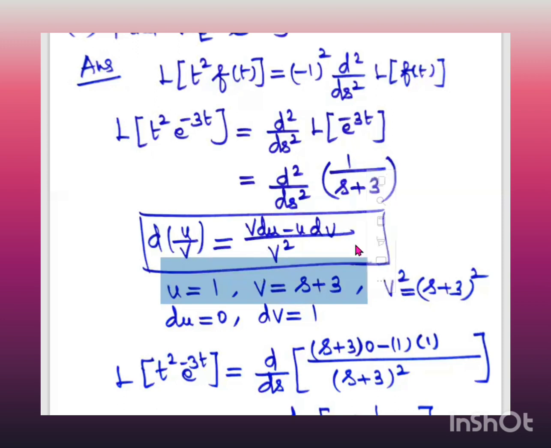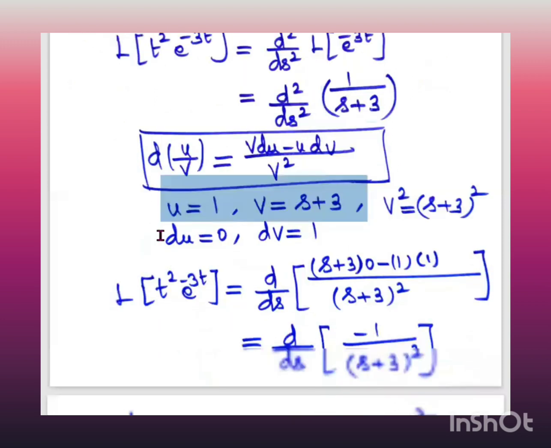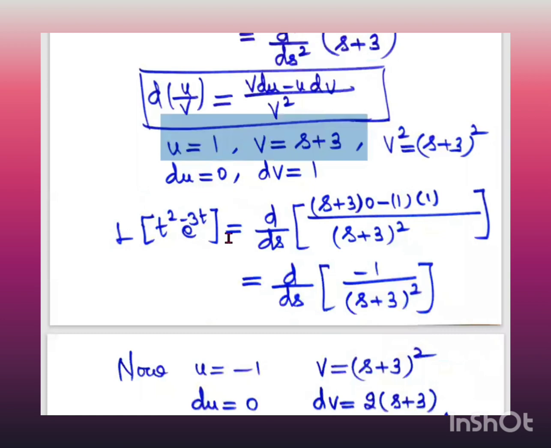Substitute in the formula. So L of t square e power minus 3t. So one time we are going to differentiate.